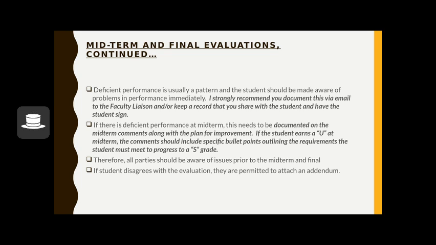And so if the student is continuing with the deficient performance, you must give them a U at midterm. And then in the comments, you have to say why they have a U and how they can proceed to an S.